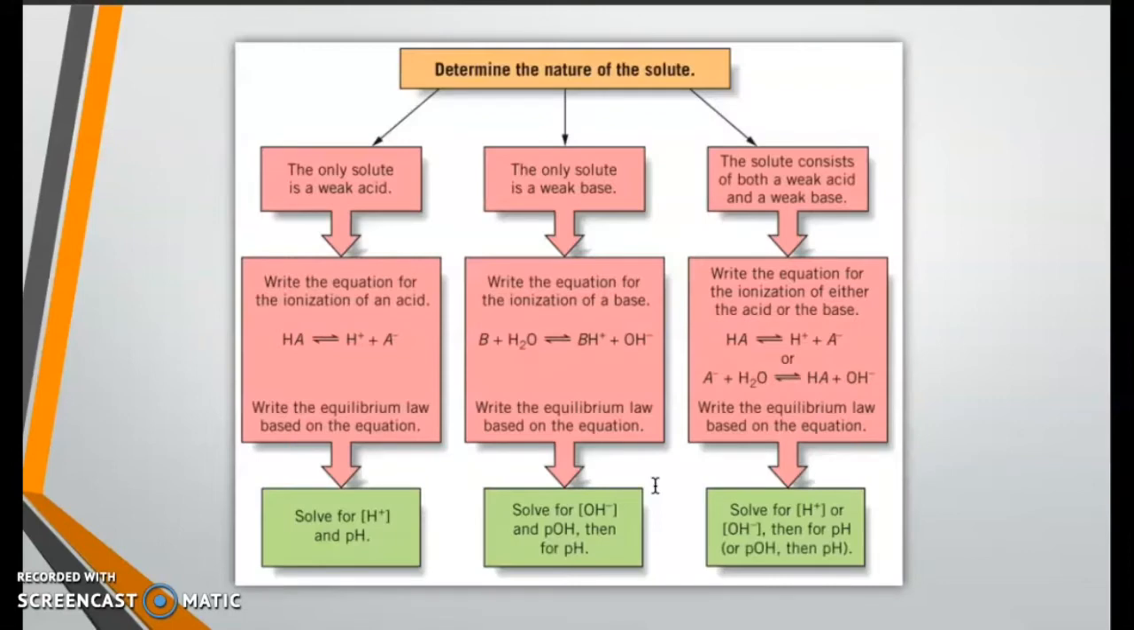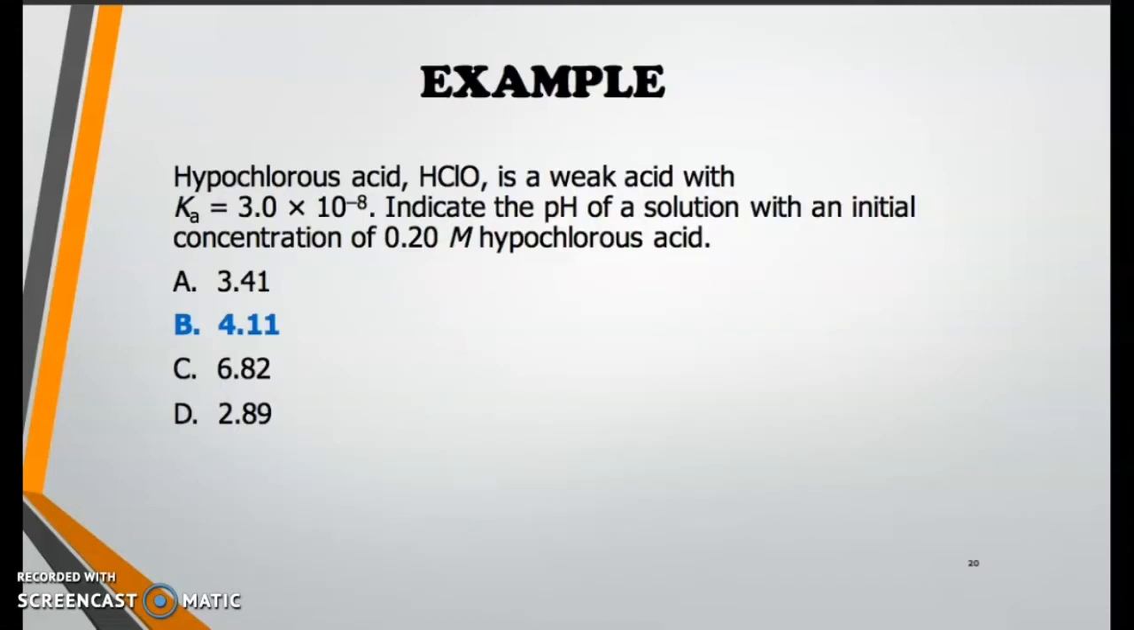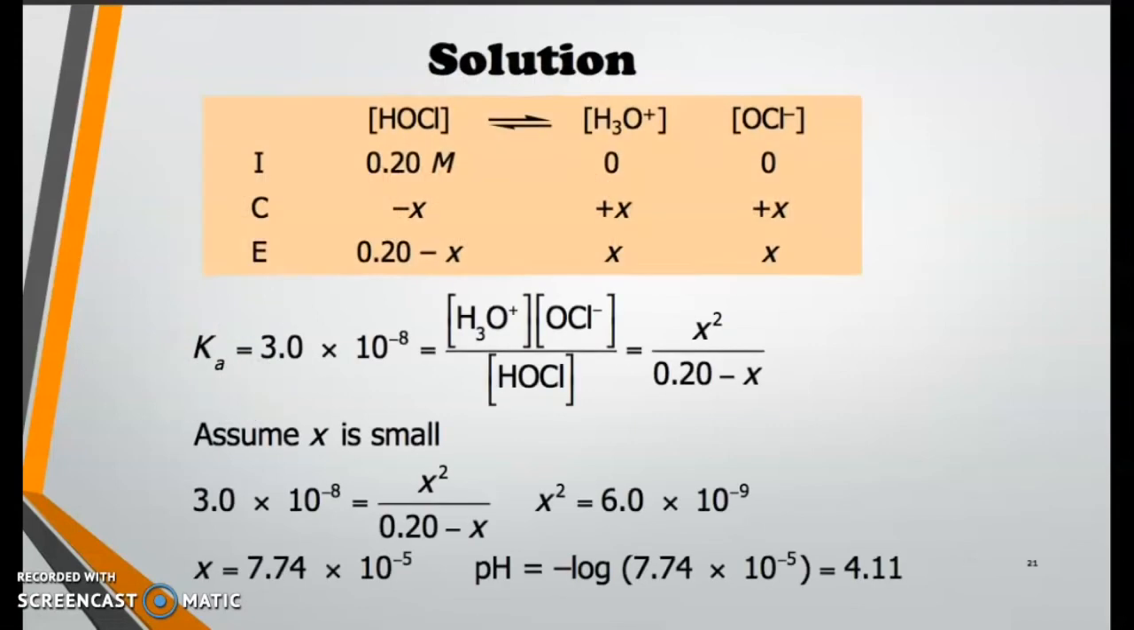This is how you determine the nature of the solute. The only solute is a weak acid. The only solute is a weak base. Or the solute consists of both a weak acid and a weak base. This is the example of how you find the pH of a solution with an initial concentration of 0.2 molar hypochlorous acid. This is the solution.